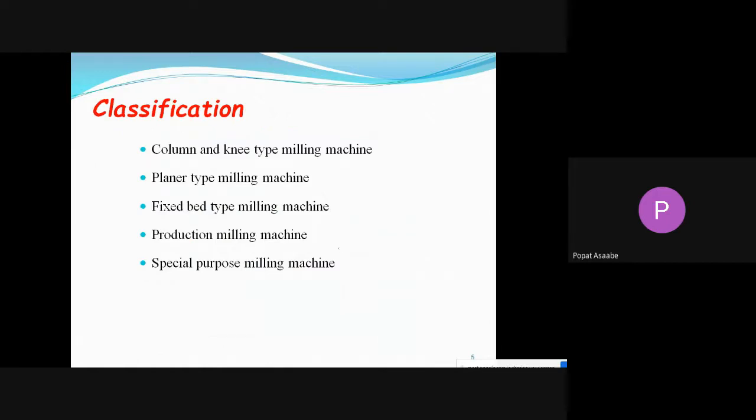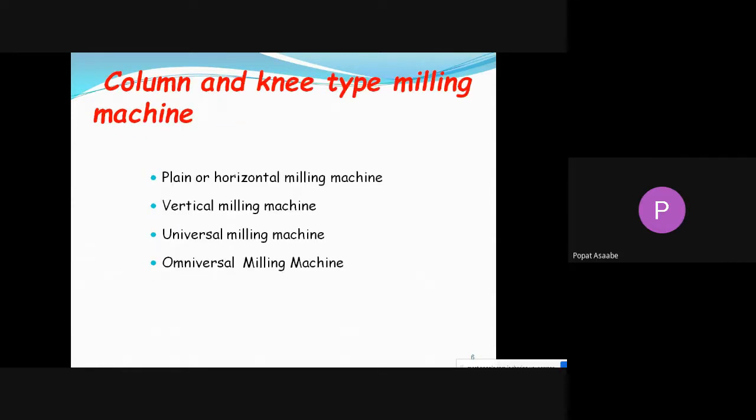Then we see the classification of milling machines. The milling machine is classified into the following types: column and knee type milling machine, planer type milling machine, fixed bed type milling machine, production milling machine, and special purpose milling machine. Now again, the column and knee type milling machine is classified into different types: first is the plain or horizontal milling machine, then the vertical milling machine, third is the universal milling machine, and fourth is the omniversal milling machine.